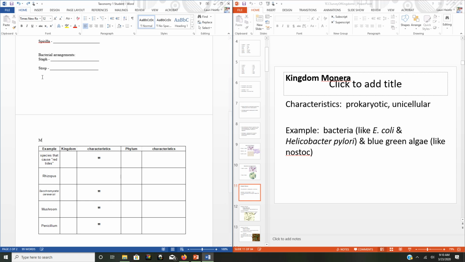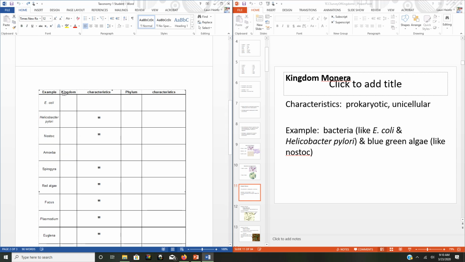I'm going to have to undo everything that I just did since it messed with all of my formatting here. So you would write Kingdom Monera there. In the characteristics, you would put the characteristics on the slide. So E. coli and Helicobacter and Nostoc, they are all prokaryotic and they are all unicellular. And so you're filling in that box and that box. Now, for the kingdom on Helicobacter and Nostoc, you can do the quotation marks because they're also going to be in the kingdom Monera, or you can go ahead and write kingdom Monera next to those.